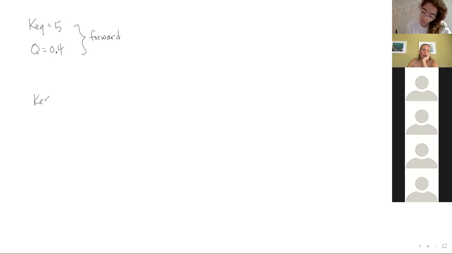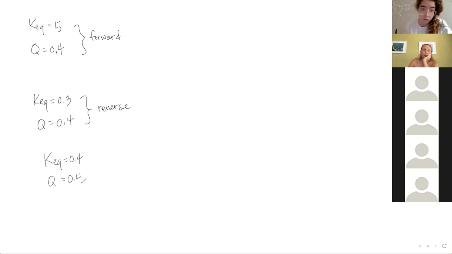If we had KEQ is equal to 0.3 and Q is equal to 0.4, would we be going in forward or reverse? Yeah, reverse. If we had KEQ is equal to 0.4 and Q is equal to 0.4, would we be going in forward or reverse? Yeah, so we'd be at equilibrium.